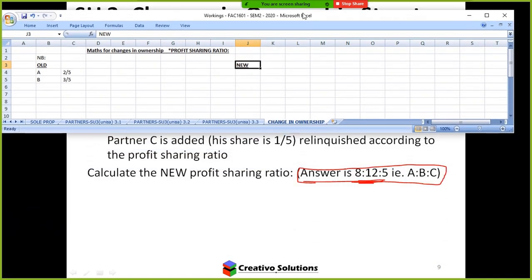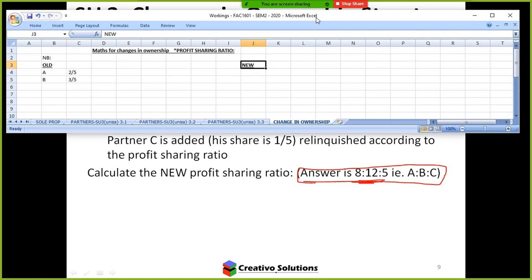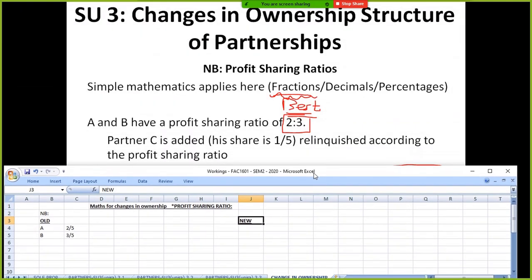Right, then we need to read. Partner C is added. His share is 1/5, relinquished according to the profit sharing ratio. So the new partnership is A, B, and C. Do you agree? Yes. Okay, how much is C going to have in the partnership? 1/5. Good.